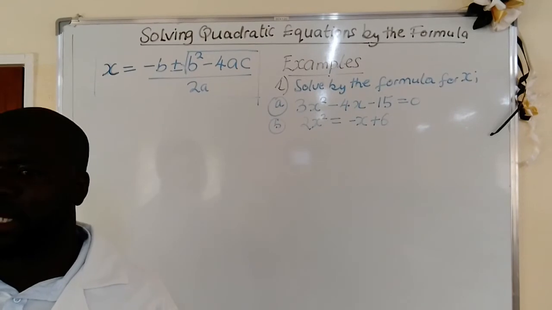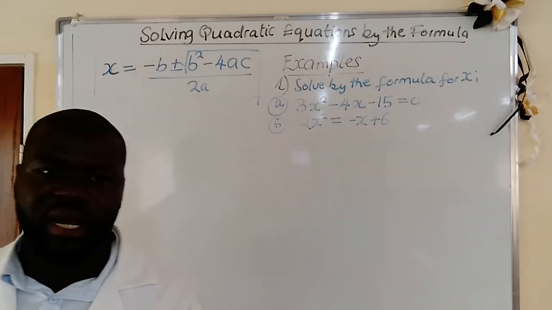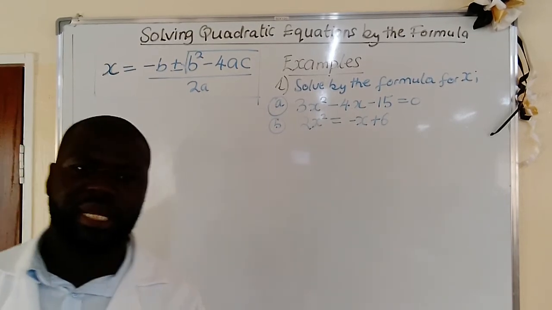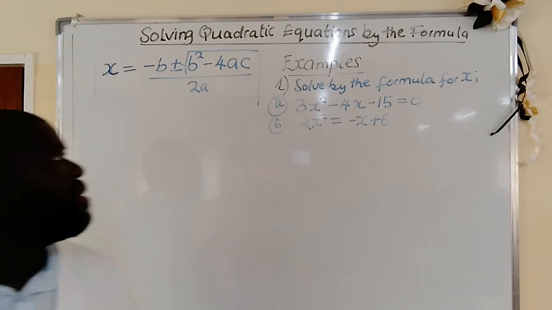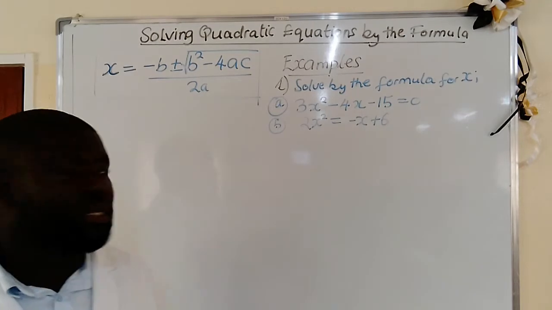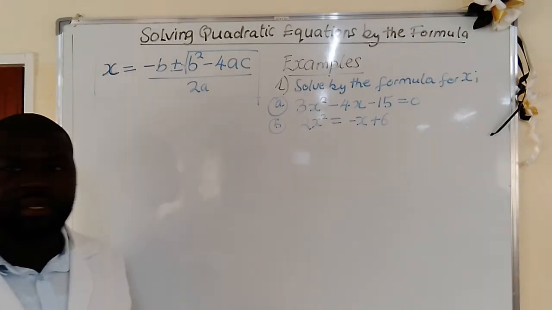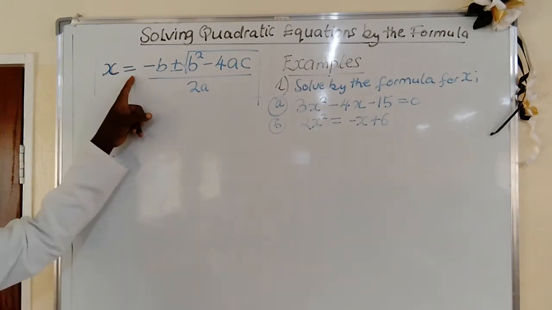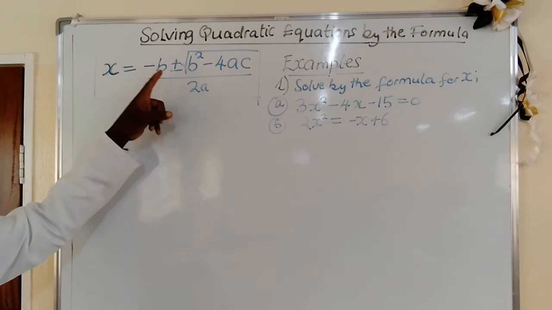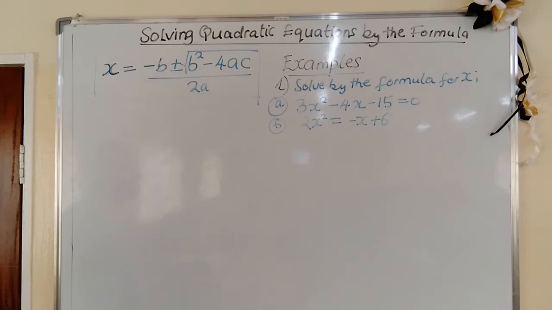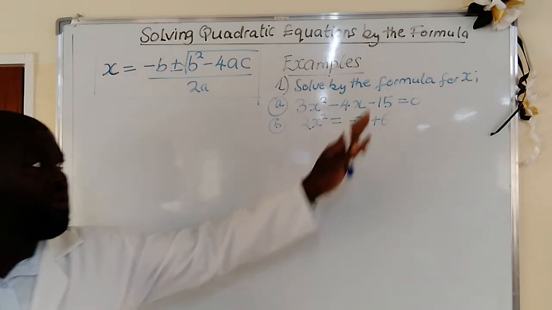We are looking at quadratic equations, where we are solving quadratic equations using the formula. So we have an example on the board, as you can see. Solve by the formula for x. The formula that we are talking about is this one: x is equal to negative b plus or minus the root of b squared minus 4ac, everything over 2a.